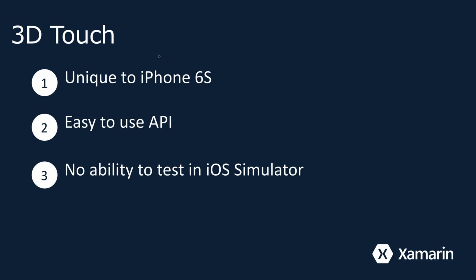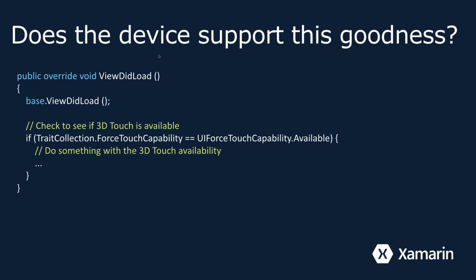Now, I know that the team are working on adding these APIs into Calabash so that we can use it from UI test. So in the future you could be able to test this within Test Cloud, but right now you're going to need a physical device to do the testing. So let's have a look at how you actually implement this.